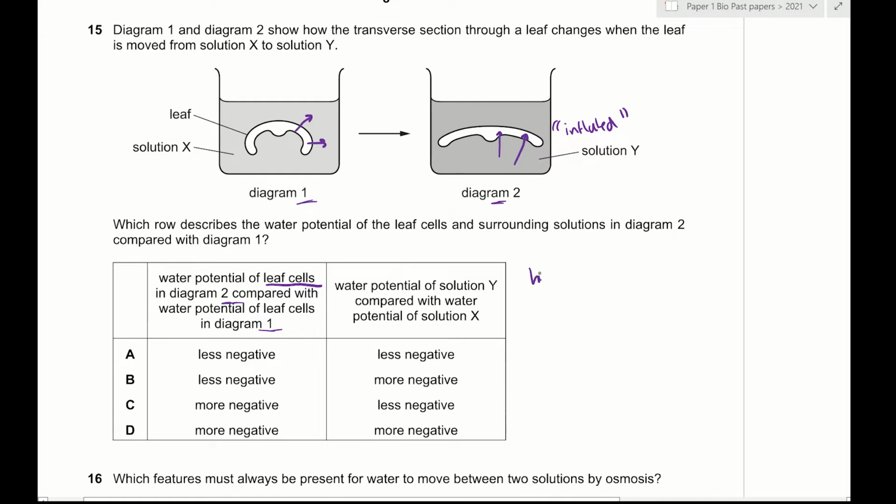Here, a higher water potential means that it is less negative. So less negative is going to be correct. In the next column, water potential of solution Y compared with water potential of solution X. Here we're talking about the solution, not the leaf. Be careful. So water potential of solution Y, it must be higher. The reason for this is because the water goes down water potential gradient. Therefore, it is a higher water potential, so it's less negative because water went inside the leaf. So the answer is going to be A.